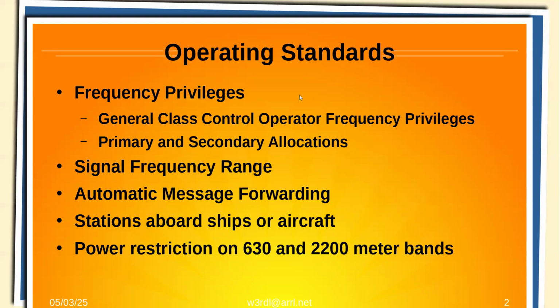So, first section is some of the different frequency privileges, what's different about general and extra, the ranges, message forwarding, what to do if you're on a ship or an aircraft. And then they threw in some stuff on the relatively new 630 and 2200 meter bands.